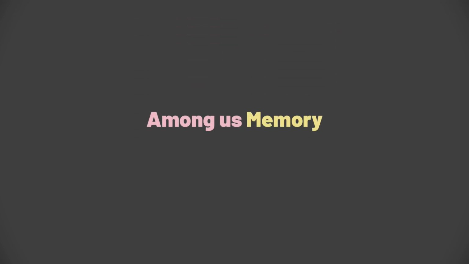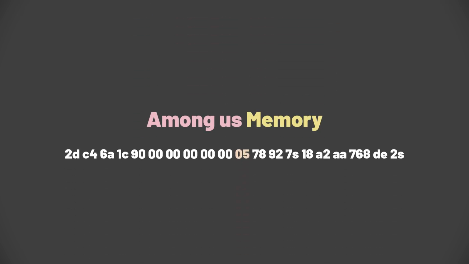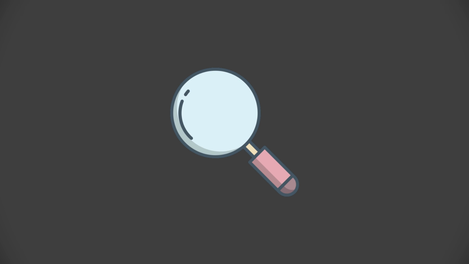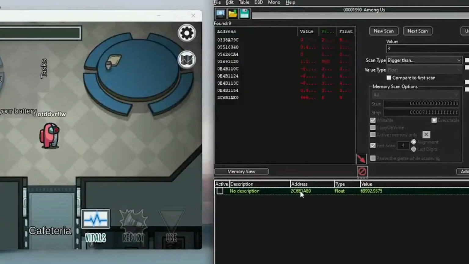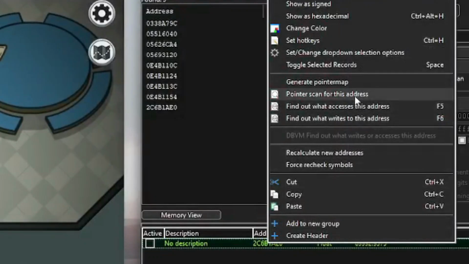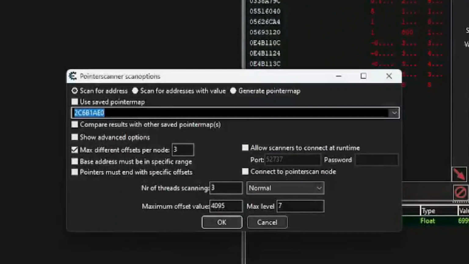See, Among Us memory might look something like this, and the 05 represents the battery charge of our scientist, but once we restart the program, that memory position or memory address changes. So what we're going to be using is pointer scanning to basically find a stable pointer which will point us to this memory address. As you can see, click on this, right click on it, and click on this pointer scan for this address. Make sure that this actually is the valid address.